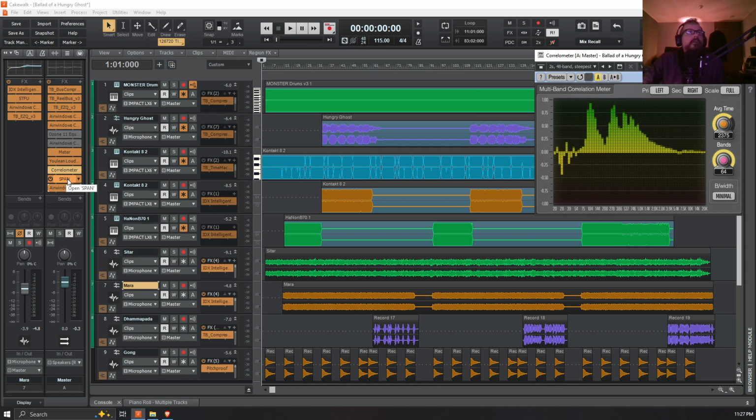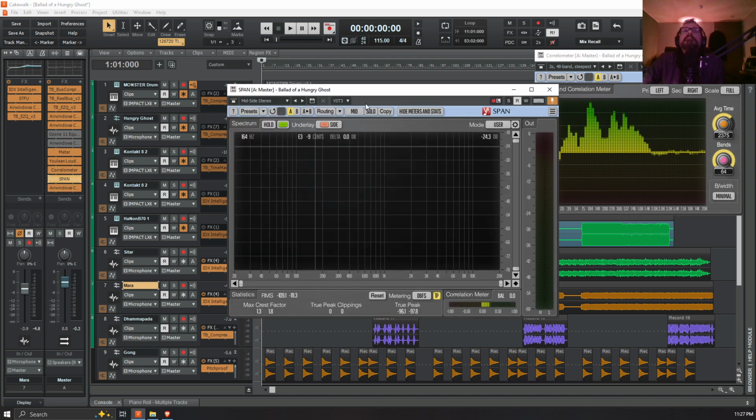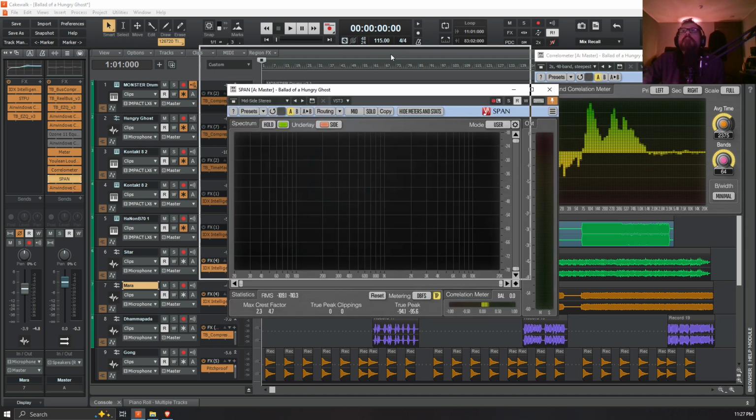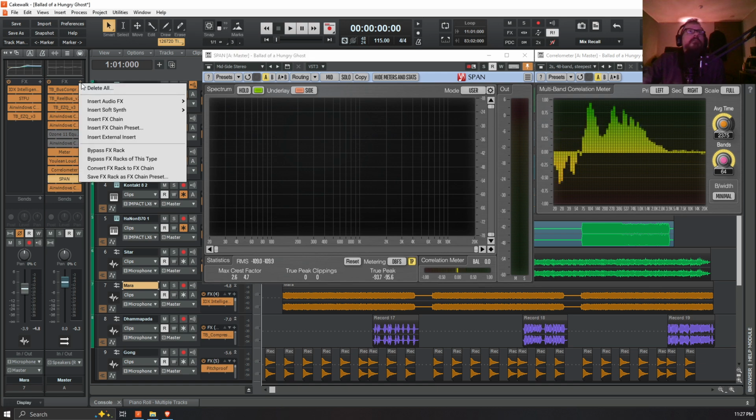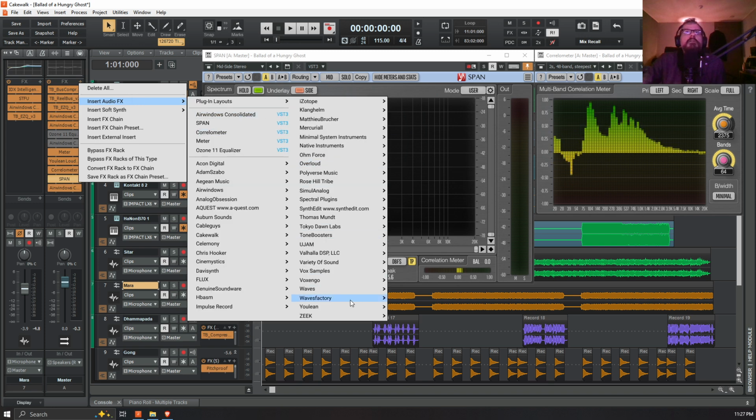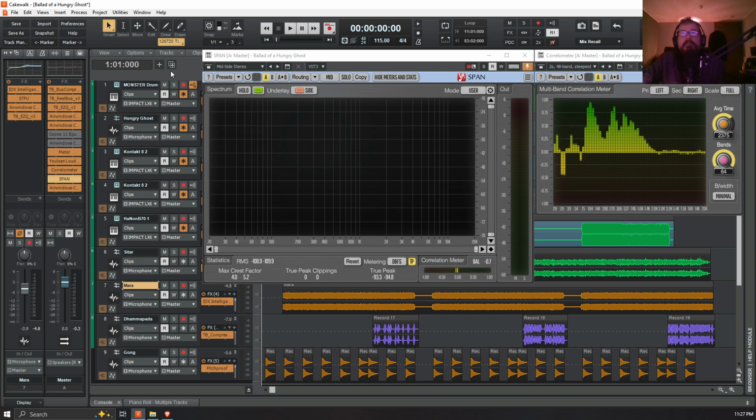Voxengo Span. Now, both of them by Voxengo. Make sure I got the name of that right. Voxengo. Yeah, Voxengo. Correlometer and Span. Both of them are free. Available in VST 3. Absolutely free. And well regarded from what I understand.